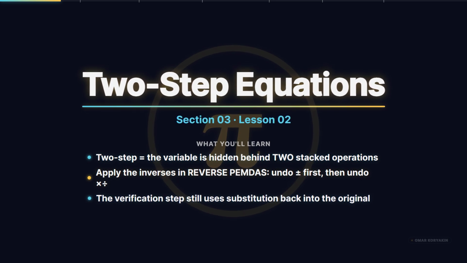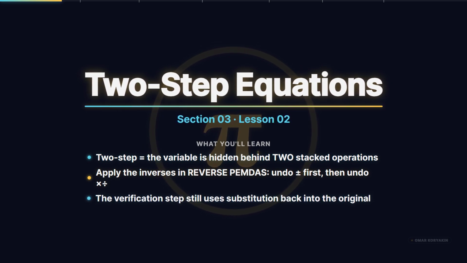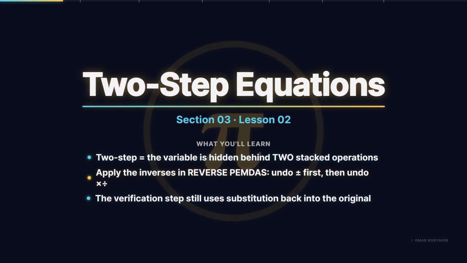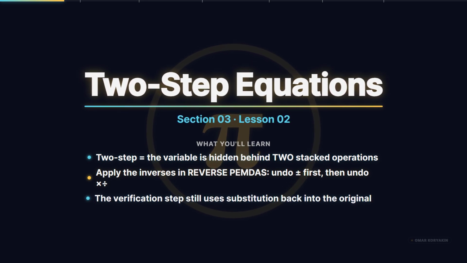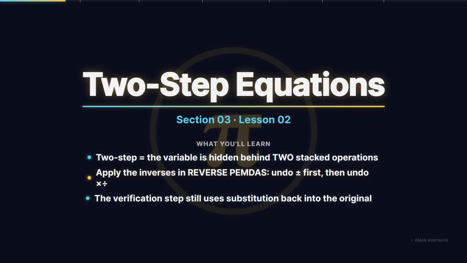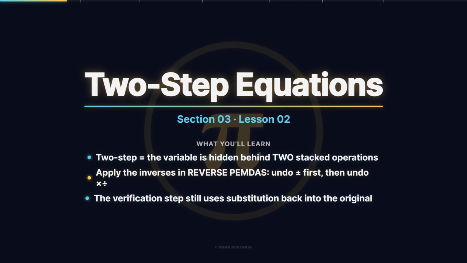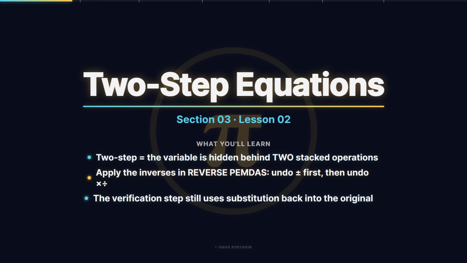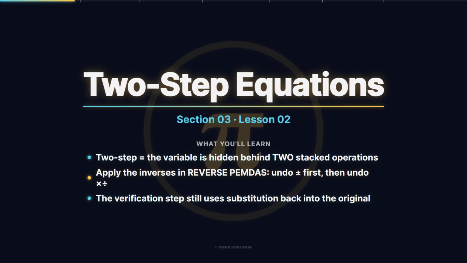Third idea. The verification step at the end stays the same as in Lesson 1. Substitute the proposed solution back into the original equation and check that both sides really do equal the same number. The verification step uses the evaluation skill from Section 2 and catches almost every two-step solving error in 5 seconds. The combined workflow is therefore identify the two operations, apply the inverse of the addition or subtraction first to both sides, apply the inverse of the multiplication or division next to both sides, read off the solution, verify by substitution.